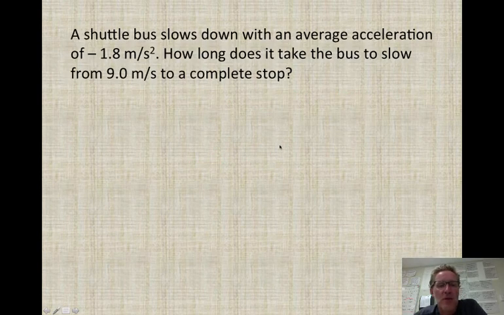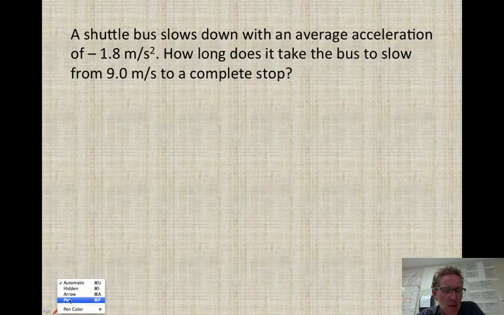Okay, so in this case we have a shuttle bus. It's slowing down with an average acceleration of negative 1.8 meters per second squared. How long does it take the bus to slow from 9 meters per second to a complete stop? So the 9 meters per second is going to be the velocity initial in this case. So I'm just going to plug numbers in and go from there.